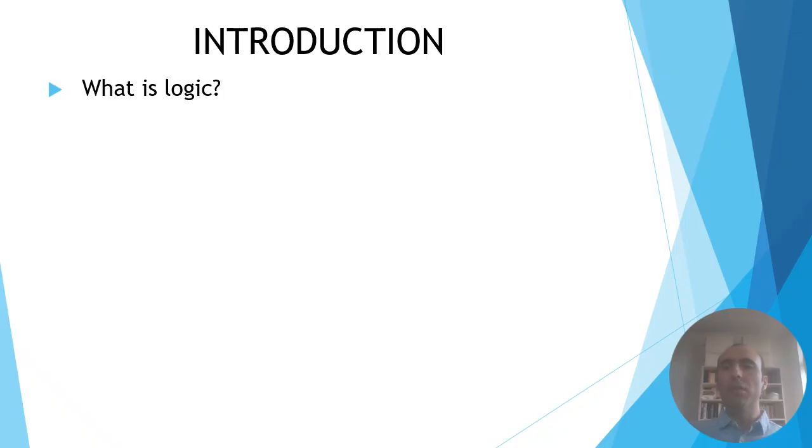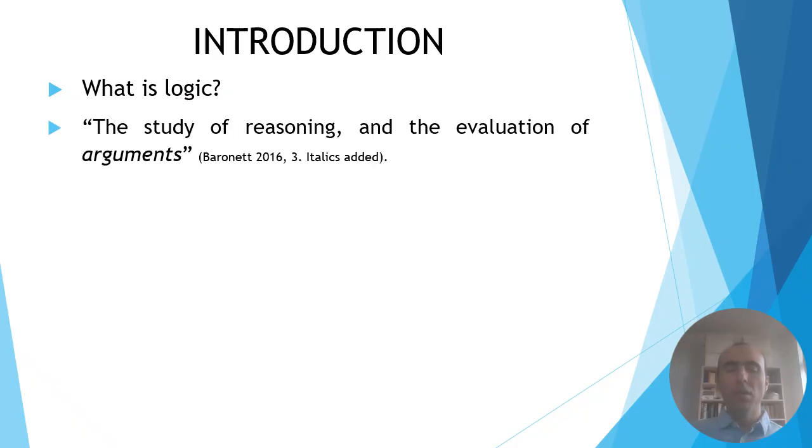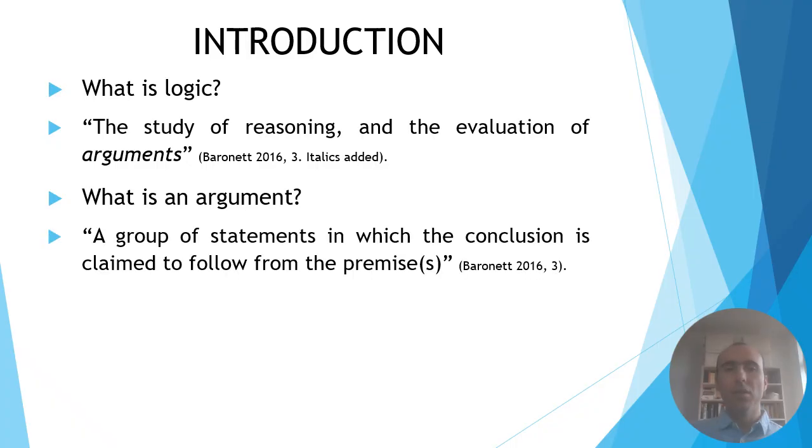So what is logic? This discipline that we will study for the next month and a half. Baronett defines it as the study of reasoning and the evaluation of arguments. So we will learn appropriate and inappropriate ways of reasoning and how to distinguish between valid and invalid arguments. Now, what is an argument? According to Baronett, it is a group of statements in which the conclusion is claimed to follow from the premises. Here, the key point is that the conclusion must follow from the premises.